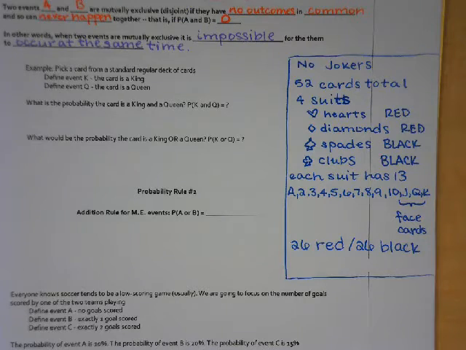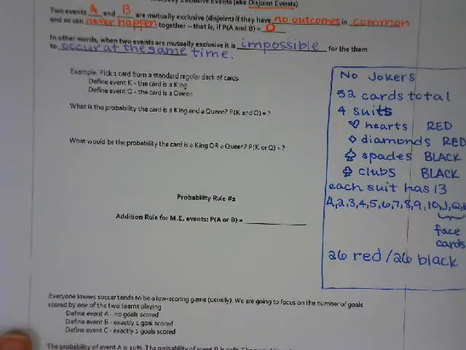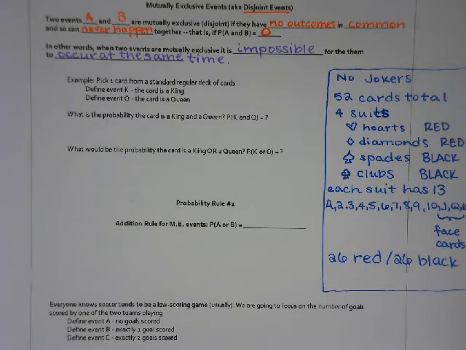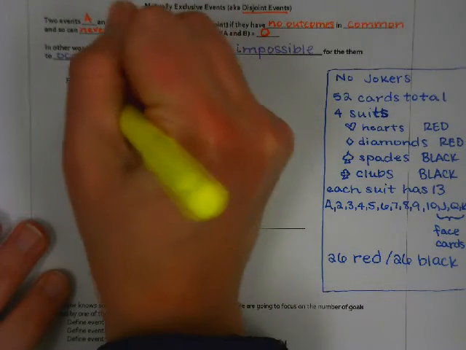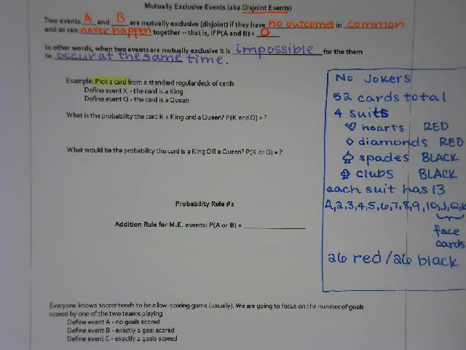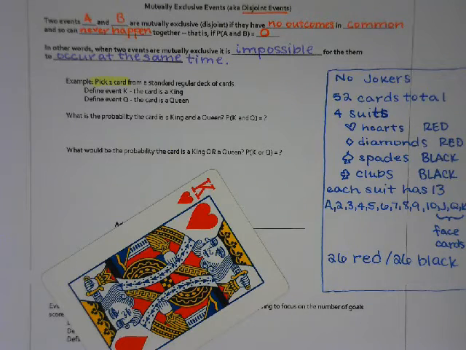So back to my example, because it had to do with cards. We're going to pick one card from a standard regular deck of cards. We're going to define our 2 events. Event K, the card is a king. Event Q, the card is a queen. The biggest thing you need to pay attention to here is that we are picking one card only. So what is the probability that the card is a king and a queen? Can a single card be a king and a queen at the same time?